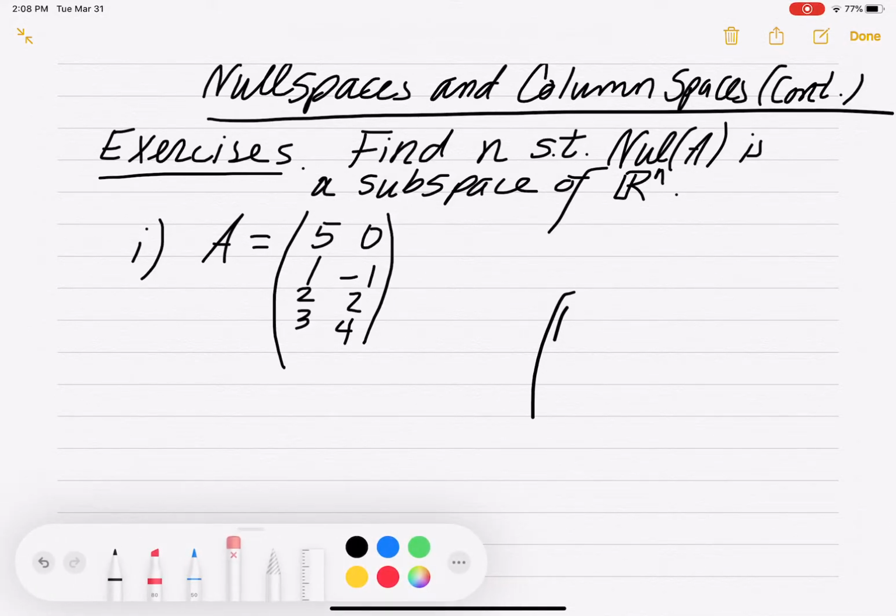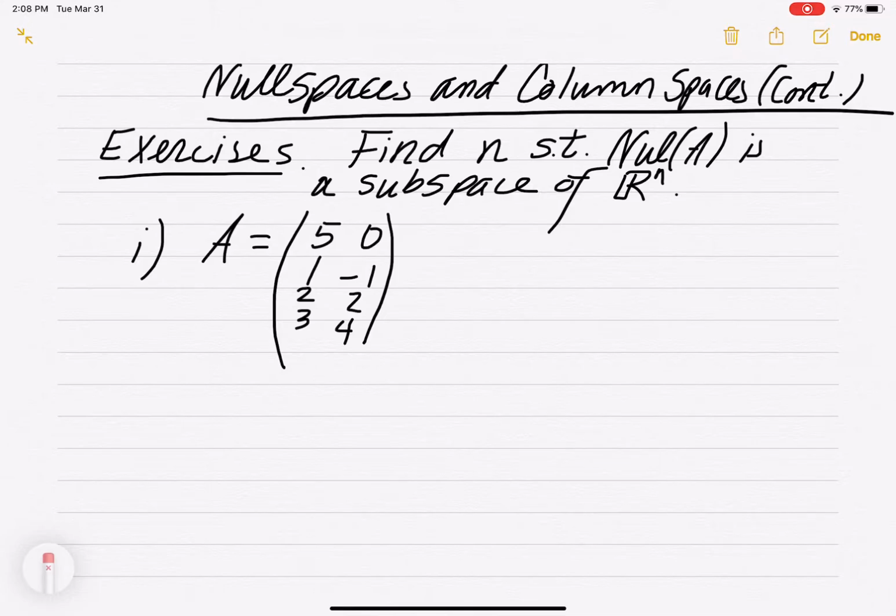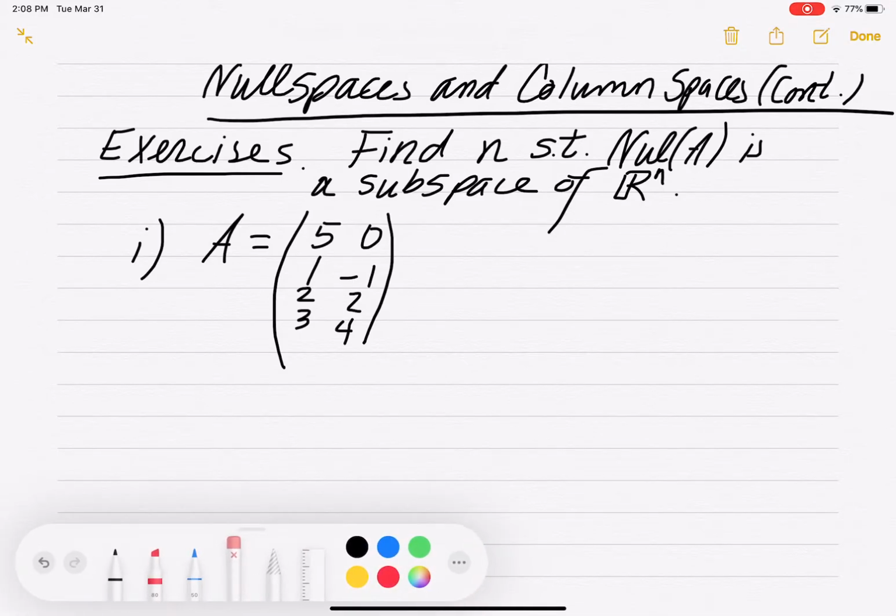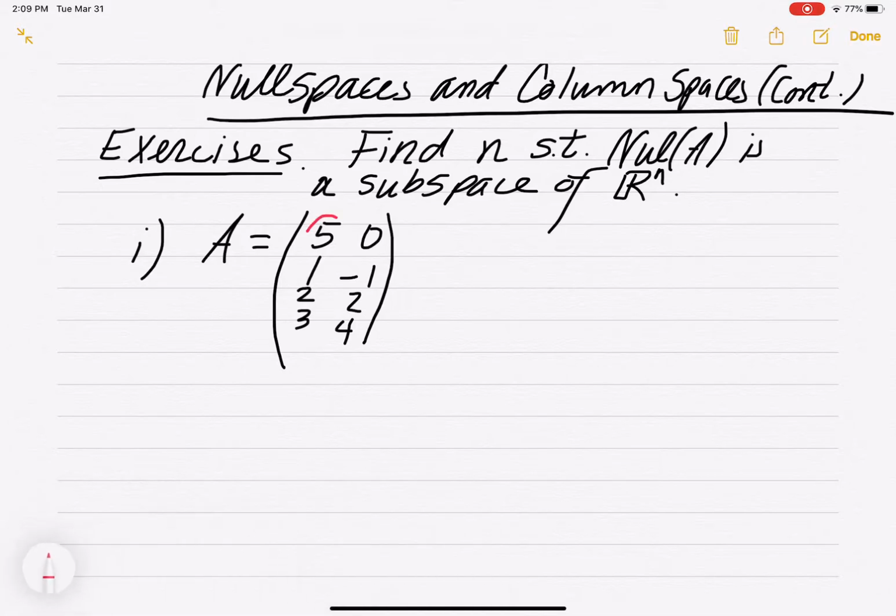Right, so in our last video, we introduced null space. Remember what the null space is? The null space consists of all the solutions to the homogeneous equation, Ax equals 0. So if you have an m by n matrix, the null space is going to be a subspace of Rn. And that's because you're talking about solutions to Ax equals 0.